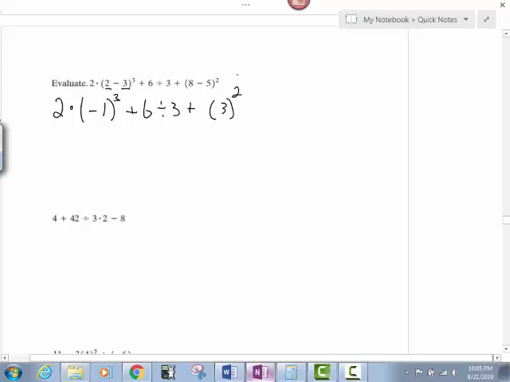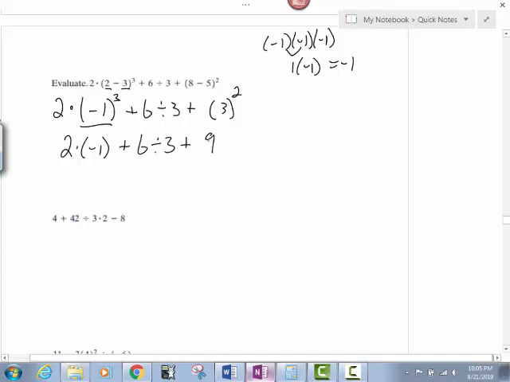Okay. Now, let's go ahead and deal with our exponents. So, negative 1 to the third. Again, if it helps, write it on the side. So that's a positive 1 times a negative 1. That's still a negative 1. So we're going to go 2 times negative 1 plus 6 divided by 3 plus 3 squared we know is 9. Okay, now we're going to do our multiplying and dividing as we go from the left to the right.